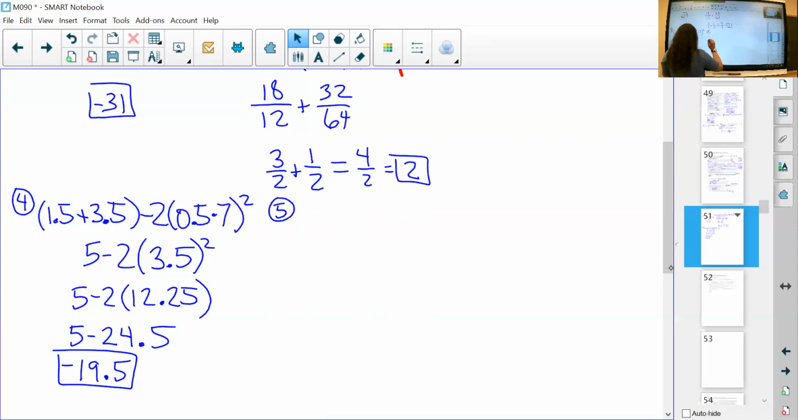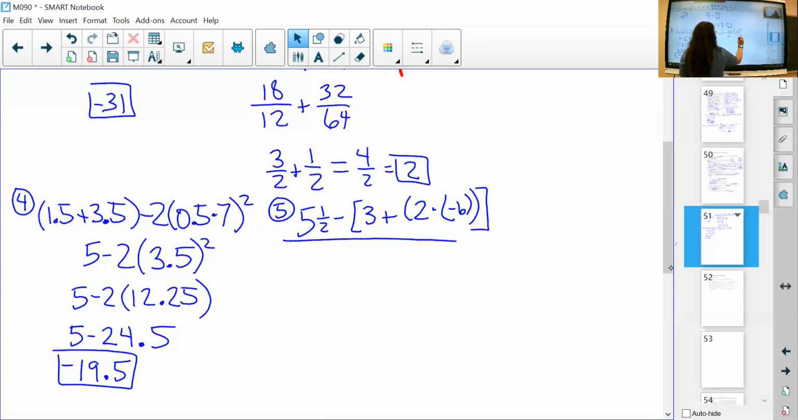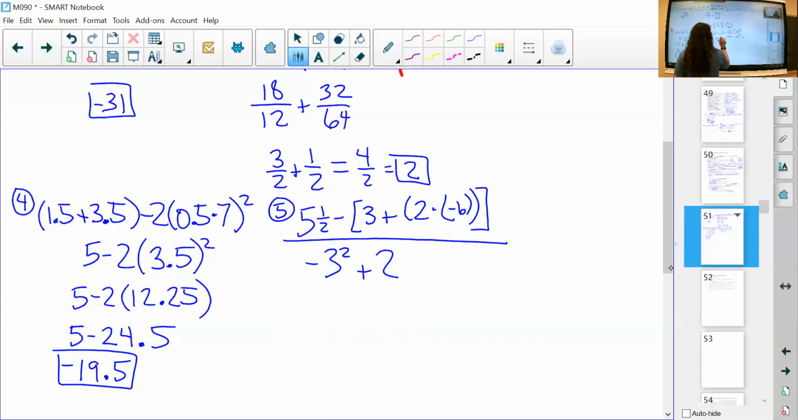Example 5. 5.5 minus 3 plus 2 times negative 6. Sometimes we use brackets because we have so many parentheses, it's just easier to figure out, okay, this part goes together, these parts go together, that part goes together. Minus 3 squared plus 2. So we can start with our parentheses, kind of working our way from the inside out. Notice also that negative 3 squared, this part's a tricky part, so I'm going to focus on this.